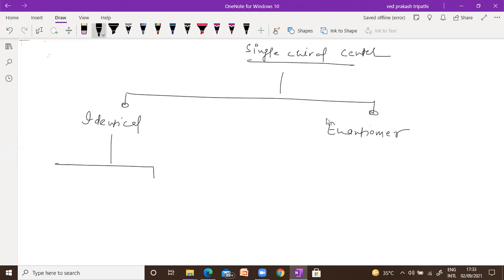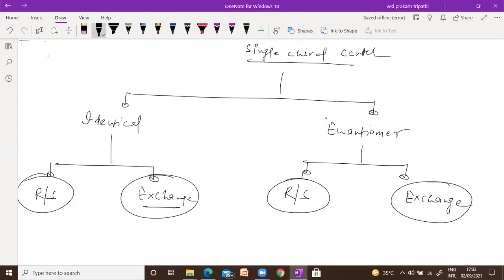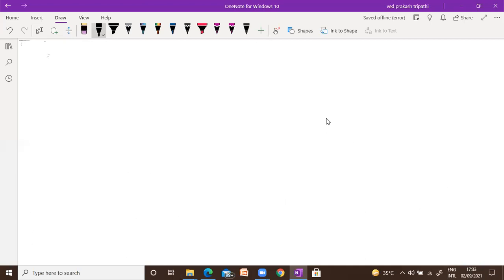And there are two methods where we can find the relationship. For identical, the RS method, and another method is the exchange method. And for enantiomer also the same, RS method and exchange method. So first I am going to discuss identical with R and S and exchange. First I am going to tell you what is exchange. This is a very important line. Listen, exchange. Suppose we have a connectivity ABCD.